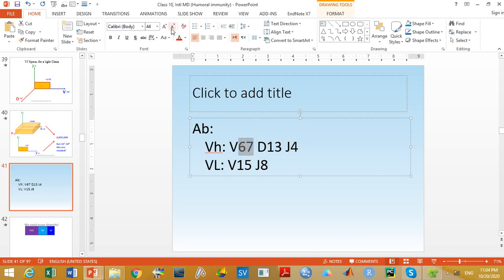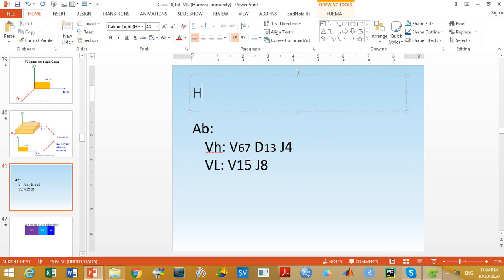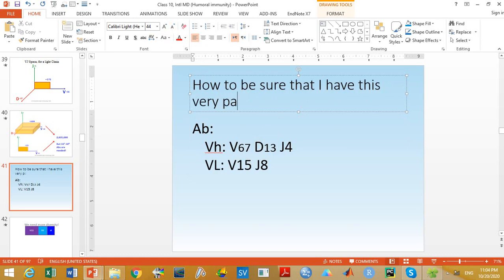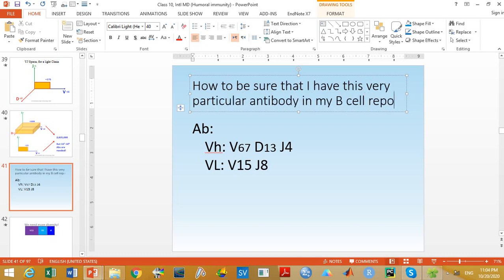So how do I know that I have this particular antibody in my so-called antibody repertoire? Let me type it in here: how to be sure that I have this very, very particular antibody in my B cell repertoire.